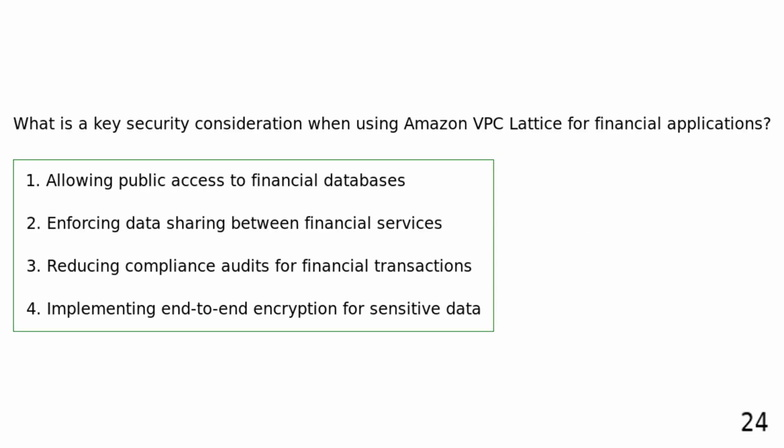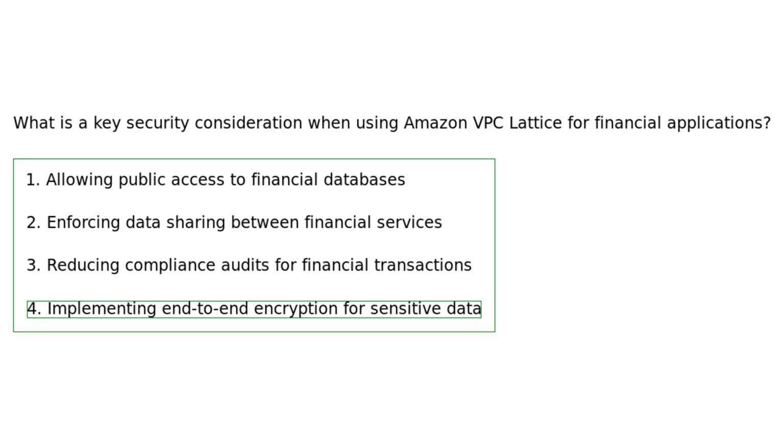What is a key security consideration when using Amazon VPC Lattice for financial applications? Allowing public access to financial databases. Enforcing data sharing between financial services. Reducing compliance audits for financial transactions. Implementing end-to-end encryption for sensitive data. A key security consideration when using Amazon VPC Lattice for financial applications is implementing end-to-end encryption for sensitive data, ensuring that financial transactions and data are securely encrypted within the VPC.